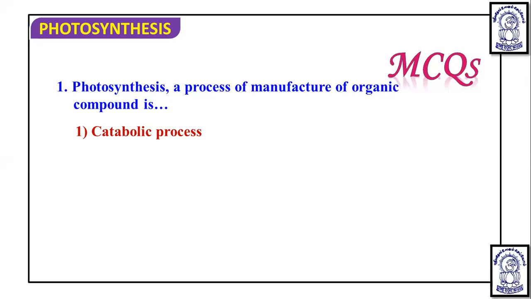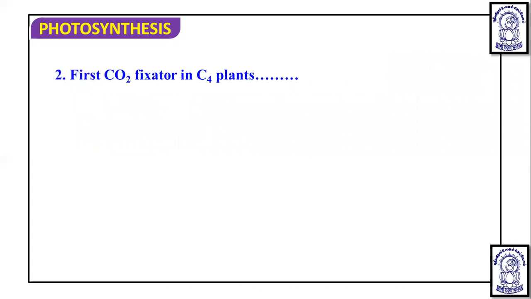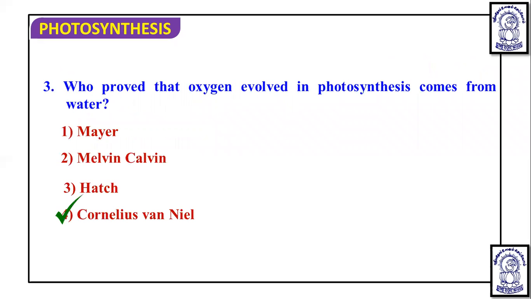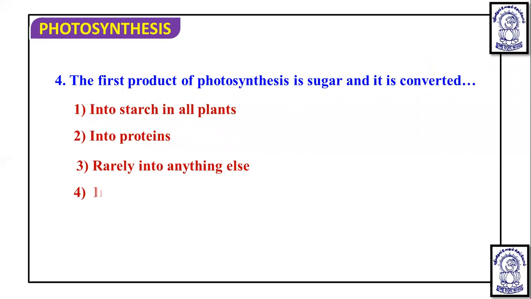Now photosynthesis, as we know, is a process that manufactures organic compounds. It is obviously an anabolic process. The first CO2 fixation in C4 plants is obviously by PEP, forming oxaloacetic acid. Who proved that the oxygen involved in photosynthesis comes from water? That is obviously Cornelius van Niel, who showed this using purple and green sulfur bacteria. The first product of photosynthesis is sugar, and it is converted into starch by all plants.